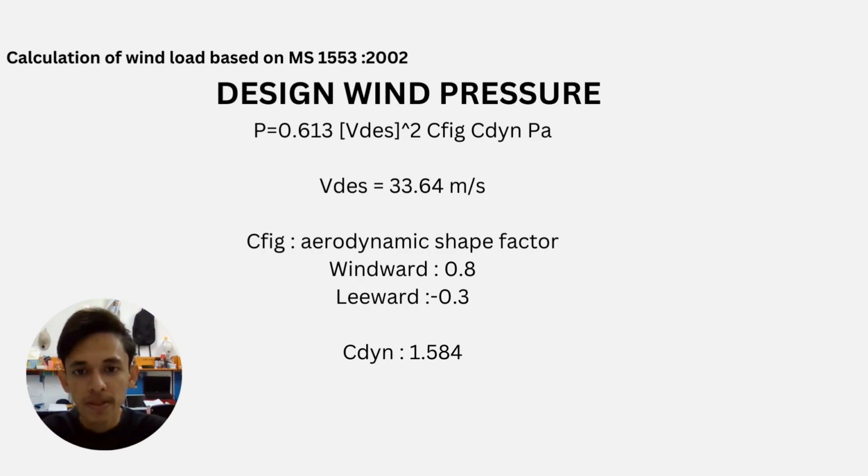So we need to find P. And to find P, we need to find V dash first, which is 33.604 meter per second. And CFIG is the aerodynamic shape factor. We take windward is 0.8, leeward negative 0.3. And for C divided N, we get 1.584.